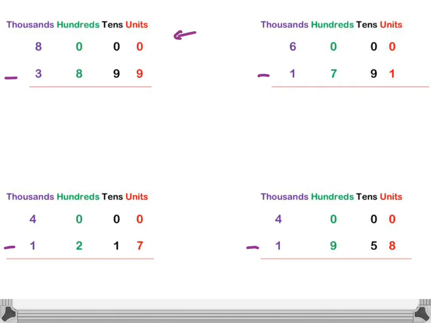Okay, let's have a look at that. Get the right color on my pen. So none of these can do anything. We're going to have to go to our thousands column and take 1 away. That's going to become a 7.